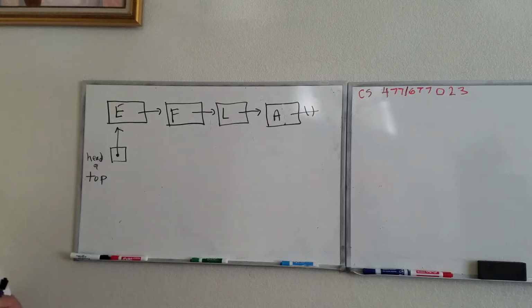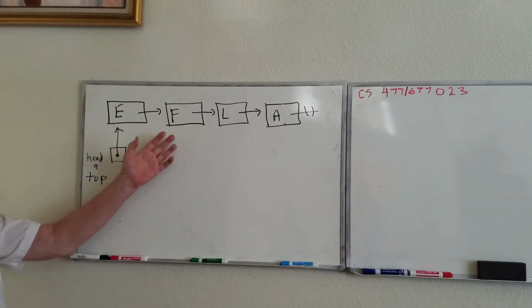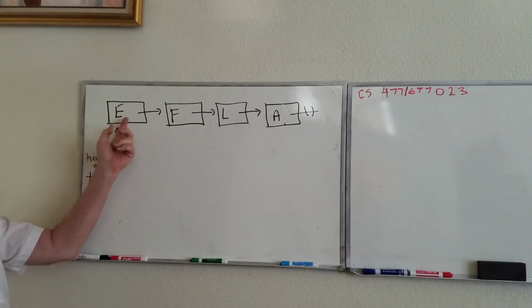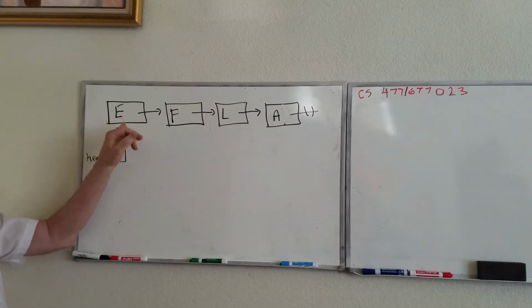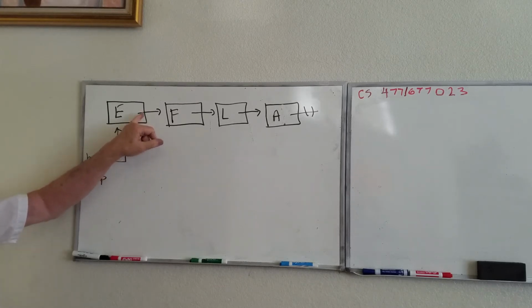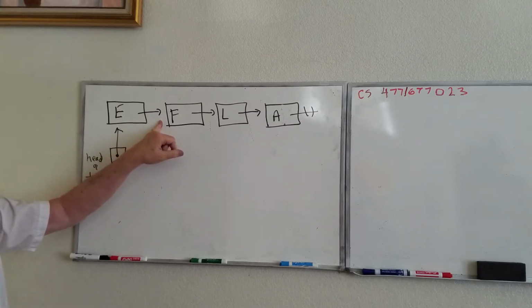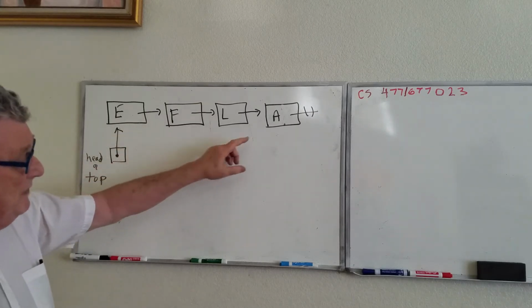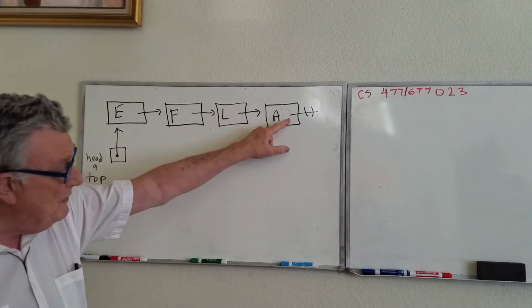Linked list implementation of a stack. Now, the nodes in the linked list each have two variables. One variable is the actual item, which would be a letter in this case. The other field is a pointer, which then points to the next node. And notice that the last node here has a pointer which is null.